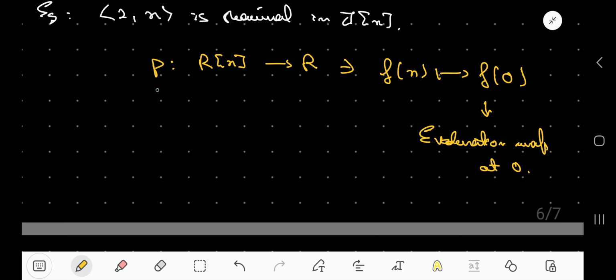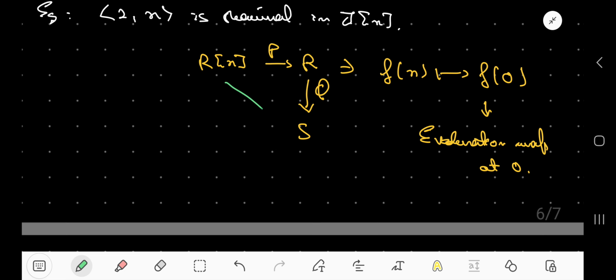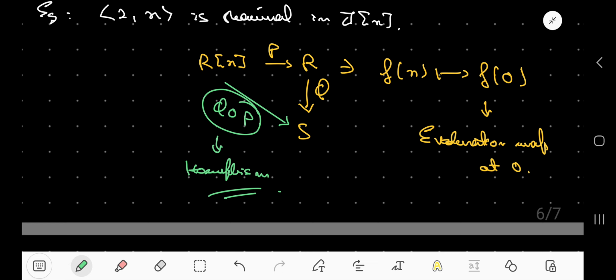Now I start with such an evaluation map at 0, and I consider another homomorphism, say phi, from R to an arbitrary ring S. Then I can directly map R[x] to S by composing phi and P, right? And this will indeed be a homomorphism again, right?